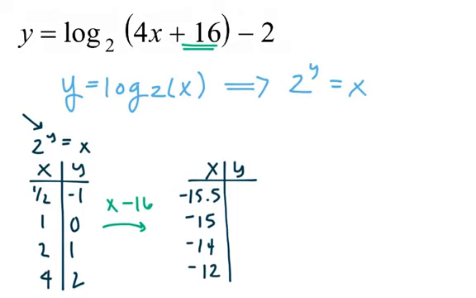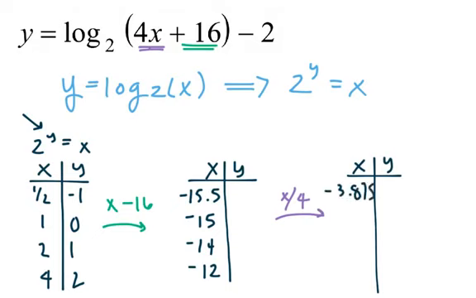Okay, the next thing I'm going to do to my x values is take care of the 4. Now, the 4 is being multiplied. We undo multiplication with division. Okay, so I'm going to divide all my x's by 4. So we will have negative 3.875, which is negative 15.5 divided by 4. Negative 15 divided by 4 is negative 3.75. Negative 14 divided by 4 is negative 3.5, right?